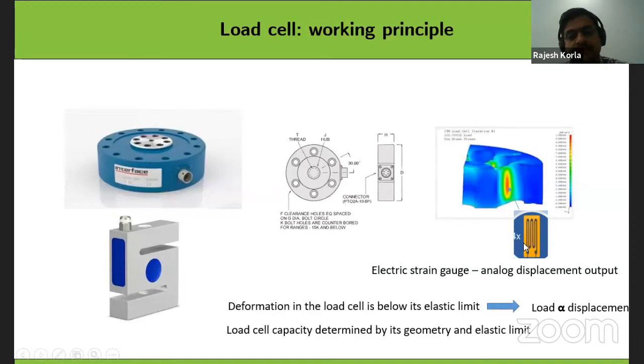For example, if the load in the machine by any chance exceeds the elastic limit of the sample, then some permanent deformation will happen. Once the material goes into permanent deformation, the strain gauges are going to get damaged. And once the strain gauges are damaged, what results are you getting? Erroneous results. That means the load cell is no more useful. So I have to always make sure that the output load of any mechanical testing machine is below the elastic limit of the material, that means below the load cell capacity.